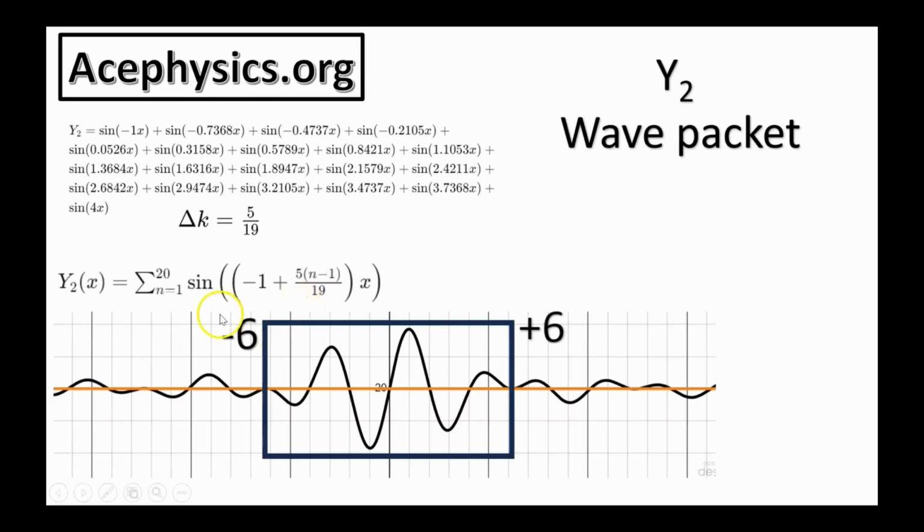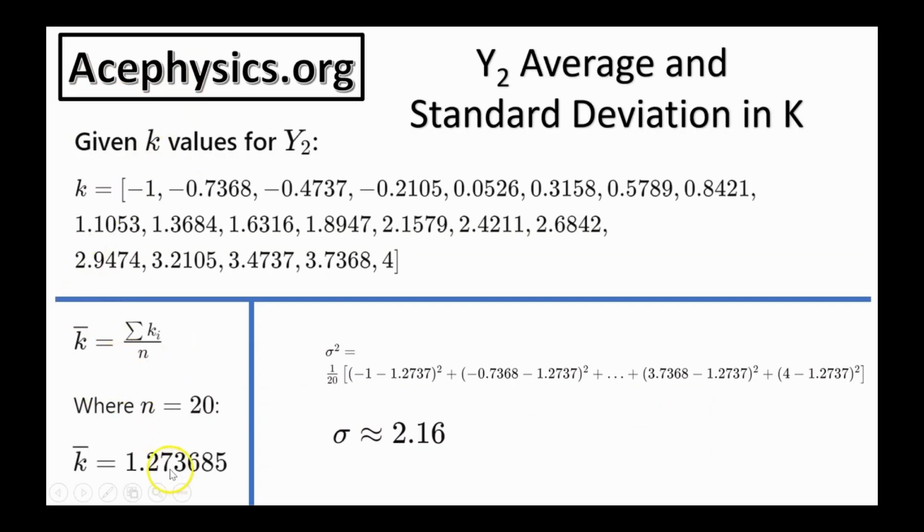Now what we see is the particle is spread out between -6 and +6. Before, the particle was spread out between -3 and +3. Now it's spread out over a larger range of x values. It's more spread out in the x direction, and we know that the k values are less spread out. The k values are more concentrated. The average value for k is 1.27, and the standard deviation, sigma k, is 2.16, which is a smaller number.